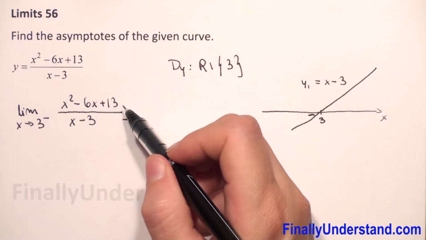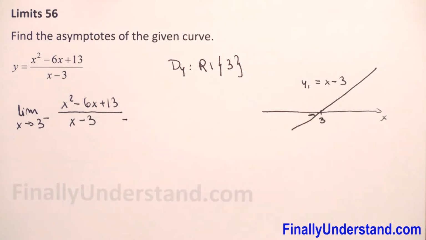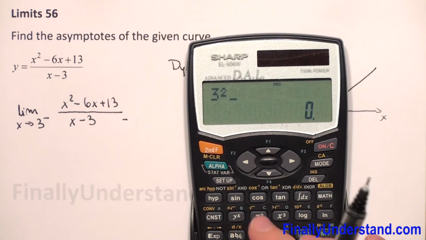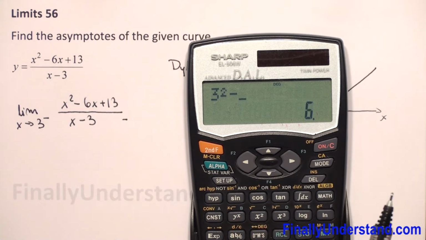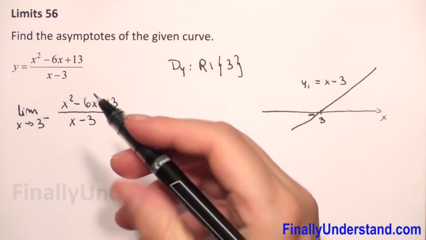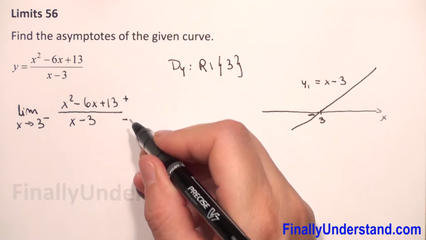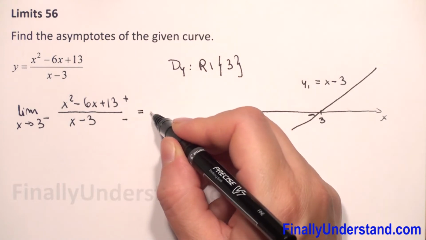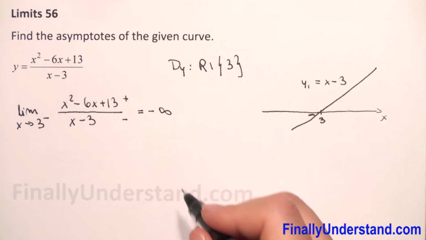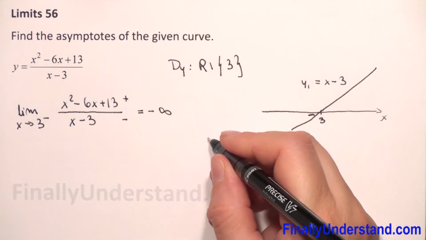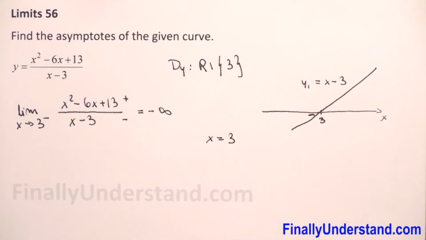And in the numerator, we have to replace x's by 3. So we will have 3 squared minus 6 times 3 plus 13. So this is equal 4. So we have positive number 4 divided by negative very small number. So we have negative infinity. It means we have vertical asymptote x equals 3 from the left side.